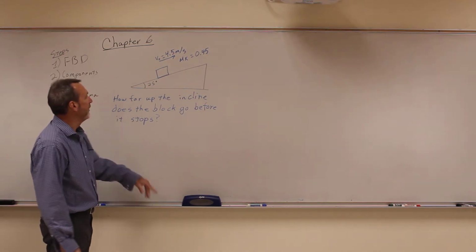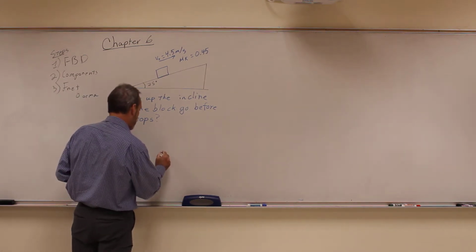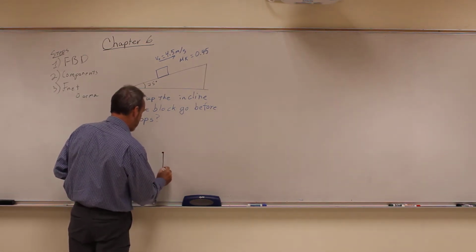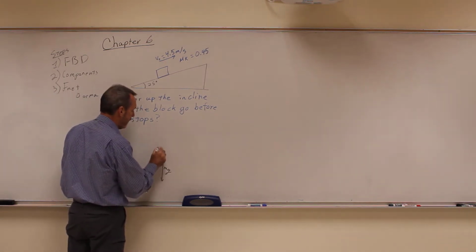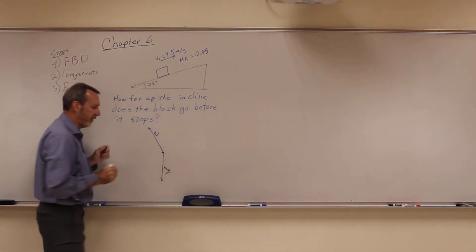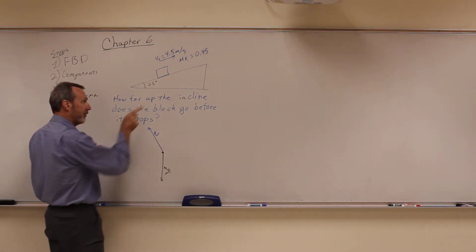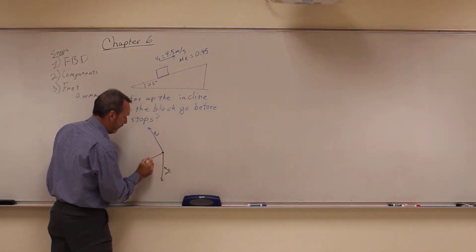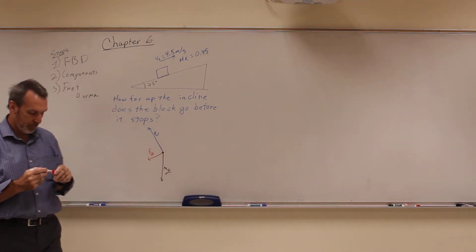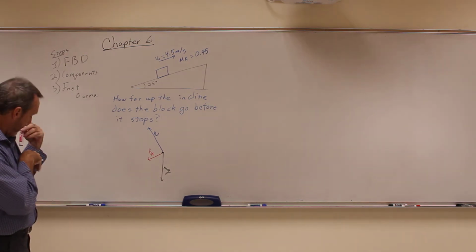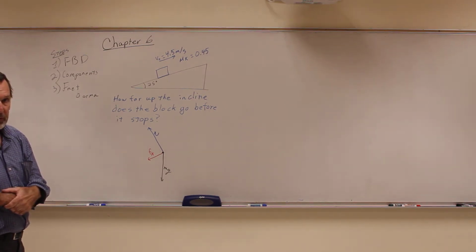So what are we going to do first? We always start first with our free body diagram. So I'm going to create a free body diagram here. We have gravity always going down. We have a normal force, which is always perpendicular to the surface. We have a friction force. Since it's going that way, the friction force is going this way. And because it's already moving, it's kinetic friction. All right? That is all of the forces acting on that object.